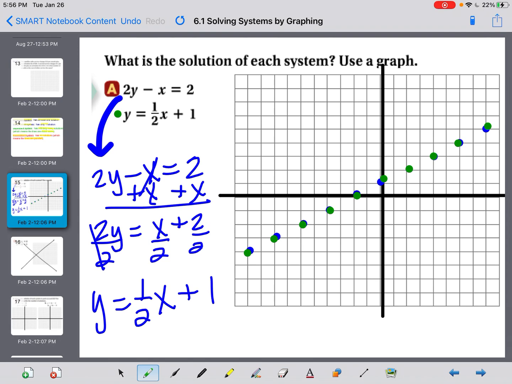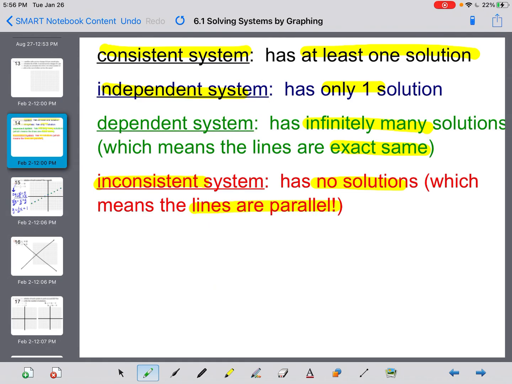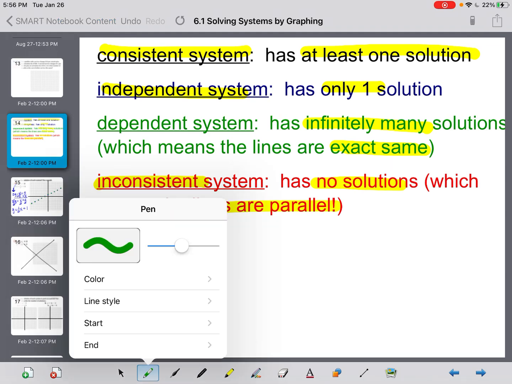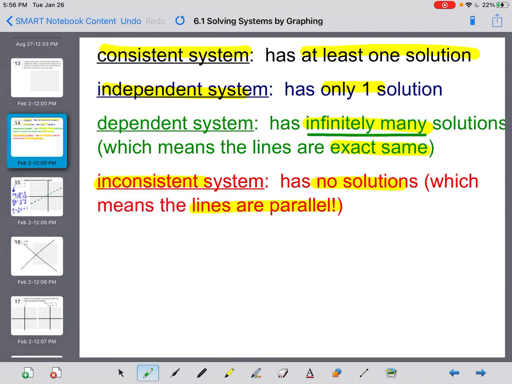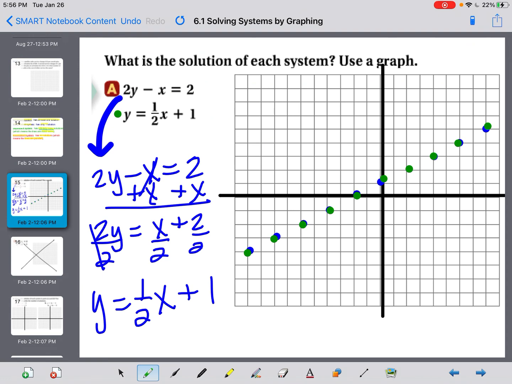If it's exactly the same line, notice that it touches on every single point. So if we go back to our vocab, infinitely many solutions. That one touches on every point. So this is a dependent line that has infinitely many solutions. What is the solution? Infinitely many solutions. There is not just one.